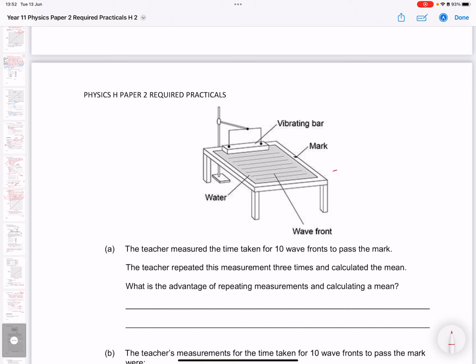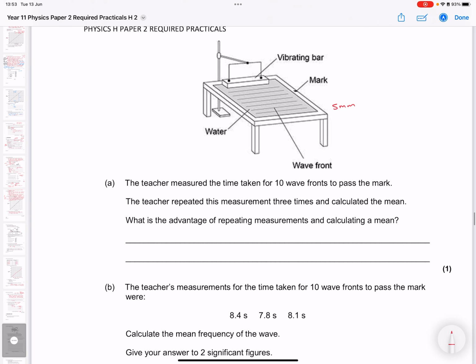It's 5 millimeter thickness depth. That is easier for us to observe the wavelength or wavefront. Most of the time it is 5 millimeter depth. The teacher measured the time taken for 10 wavefronts to pass the mark. The teacher repeated this measurement 3 times and calculated the mean in order to reduce the random error.